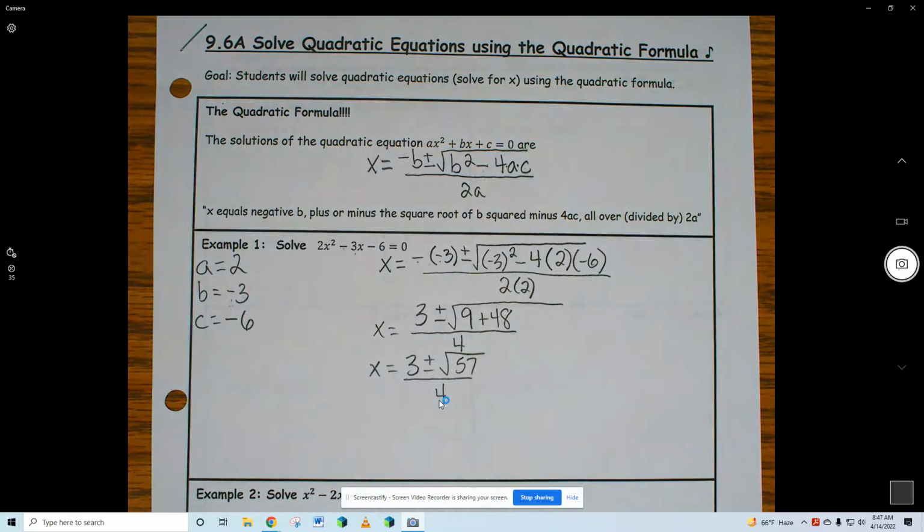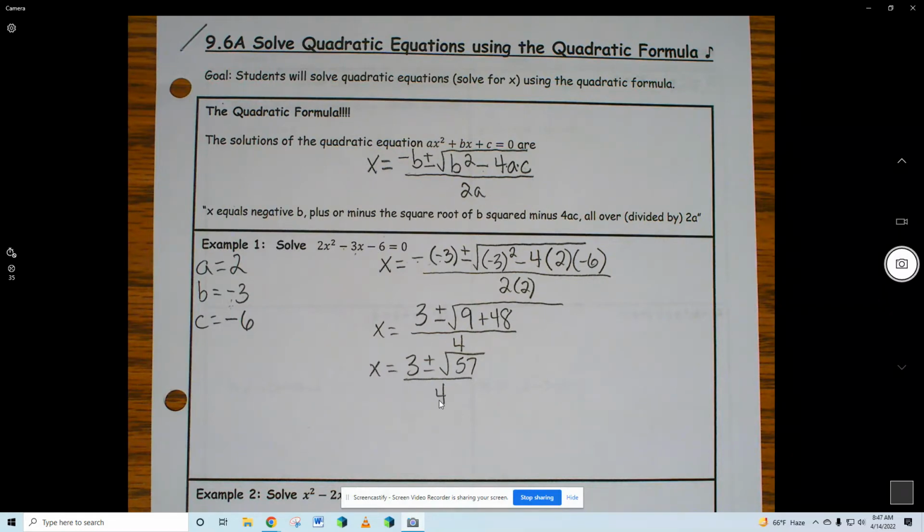So I'd like to see if I can simplify anything. Can 57 be broken down? We think of perfect squares. Does a 4 go into it? Does 9 go into it? Does 16 go into it? Well, 4 doesn't go into it because 4 only goes into even numbers. 57 is odd. So that's not going to be. 9 does not go into 57. It goes into 54 and 63. 16, 32, 48, 64. 16 doesn't go into it.